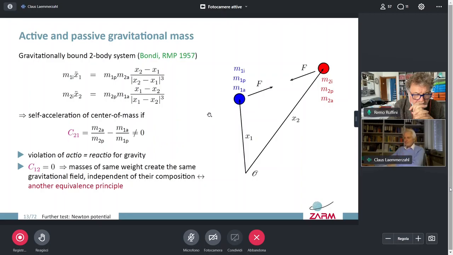And if you have, so to say, the Earth-Moon system and look at what will be the consequence of that, then it's an outspiraling or inspiraling of the motion of the Moon. So this is the question of actio equals reactio for gravity. And if C21 is equal to zero for all the bodies, then it's of the same level as the ordinary equivalence principle, what we know, the equality of passive gravitational mass and the inertial mass. Here we have another equivalence principle.